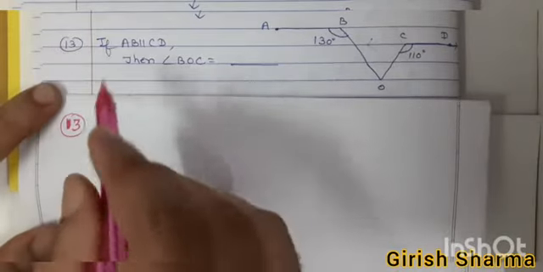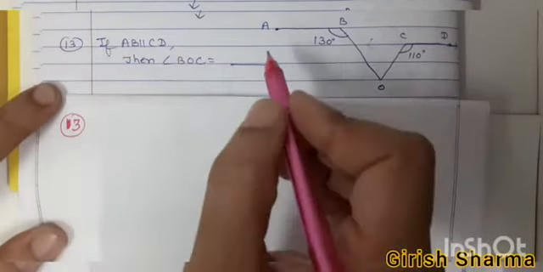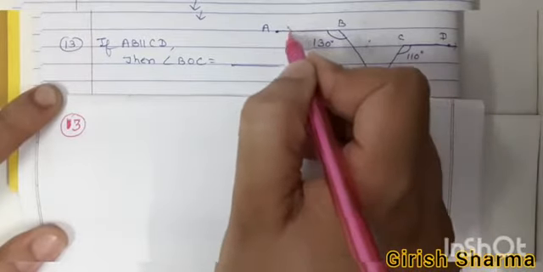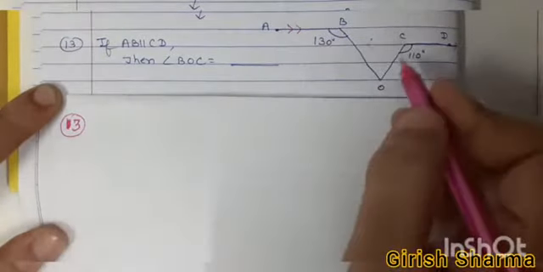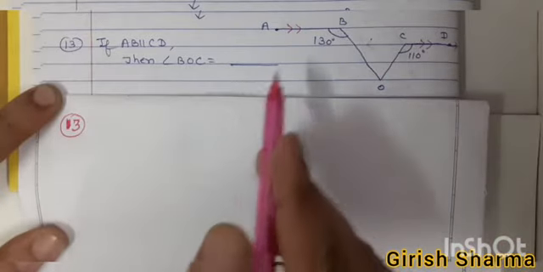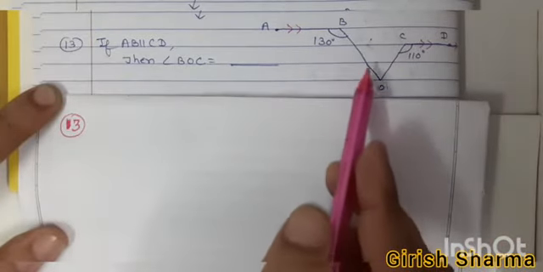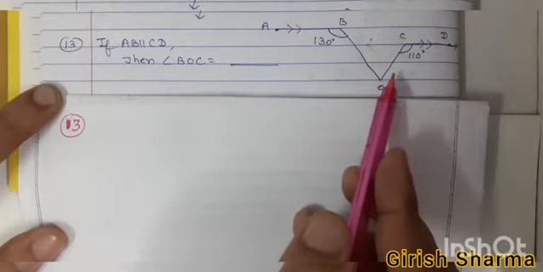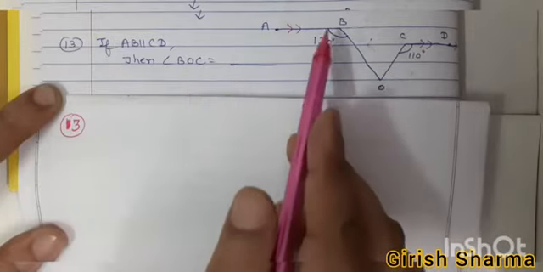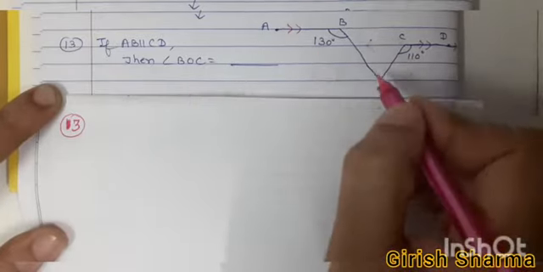Yes, question number 13, what is given? Just you see. AB is parallel to CD. It means, see in the question, this is AB and here this is CD. Okay, and this angle 130 is given to you. This angle is given 110. You have to find what? BOC. Let's say this is X.